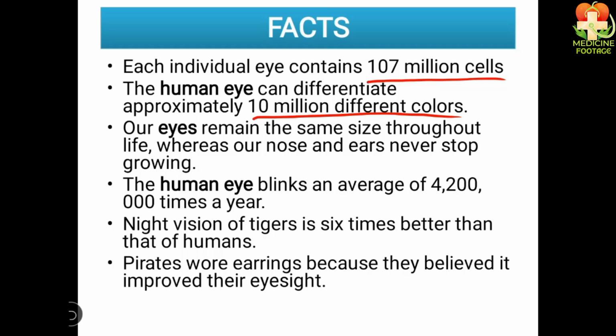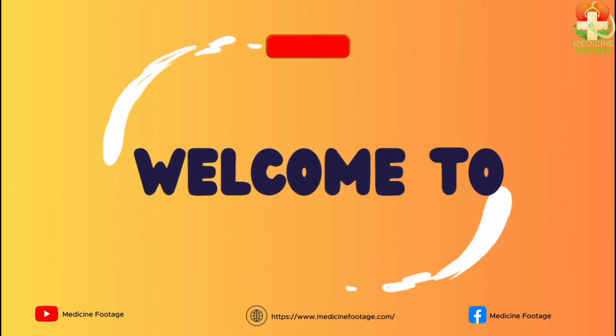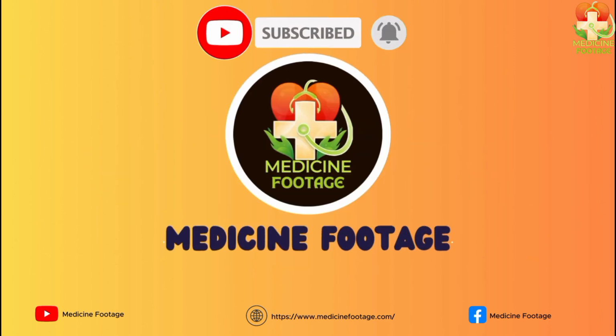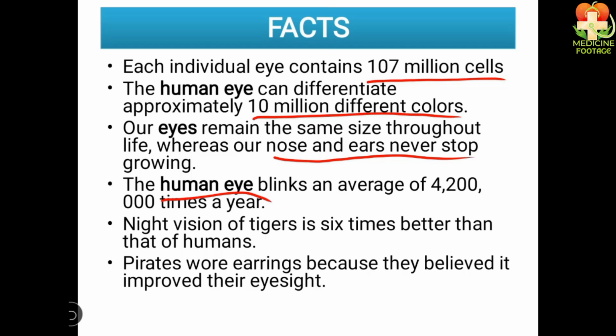Do you know that the human eye remains the same size throughout life? While the human nose and ears never stop growing throughout life, the eye remains the same size. The human eye blinks 42 lakh times a year. Do you know that tigers can see 6 times better at night compared to humans?